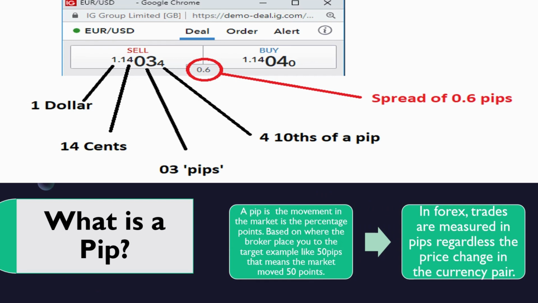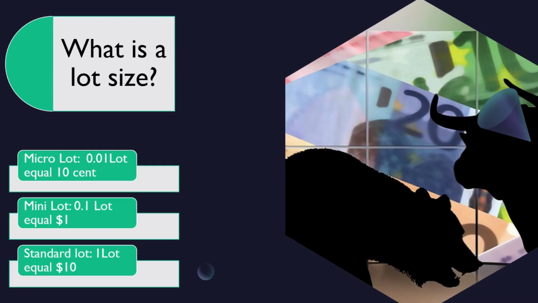Now, what is a pip? A pip is the movement in the market. It is measured in points, based on where the broker placed you to the target. Let me use an example. Let's assume you are placed at A and your market moved to B. From A to B is 50 points. So 50 points is your pips. In the Forex market, trades are measured in pips. We make money through pips. If you go 100 pips, what you make depends on the lot size also. It determines how much you're going to make when you categorize that with your leverage and your pips. These are very, very important.